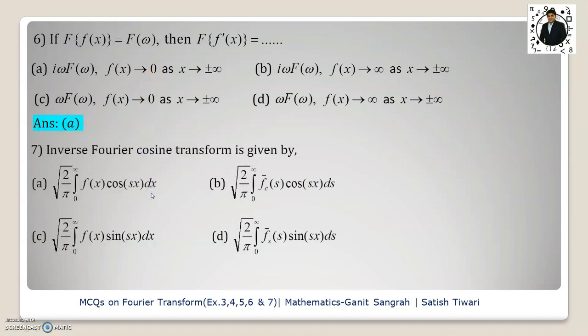Question number 7. Inverse Fourier cosine transform is given by, we are having these 4 options. Now if you see here, the first option is the formula for the Fourier cosine transform. It is not for the inverse. And the second option is the formula for the inverse Fourier cosine transform, because we are having fc bar of s into cos sx ds. Now if you do the integration with respect to s, it means that we are finding the inverse, and if you do the integration with respect to x, it means that we are finding the transform. Option C is the formula for the Fourier sine transform, and option D is the formula for the inverse Fourier sine transform. So here option B is correct because inverse Fourier cosine transform was asked.